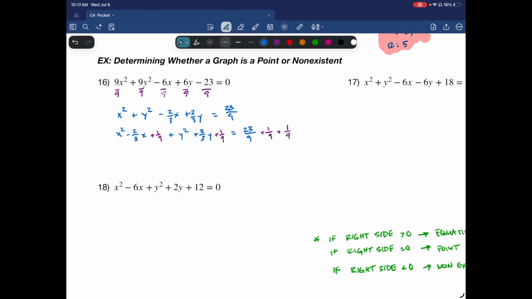All right, so this is going to give me x minus 1/3 squared plus y plus 1/3 squared equals 25 over 9. All right, so my right side is greater than 0. 25 over 9 is bigger than 0. So this is a circle. So we have the center is 1/3, negative 1/3, and my radius is 5 over 3.